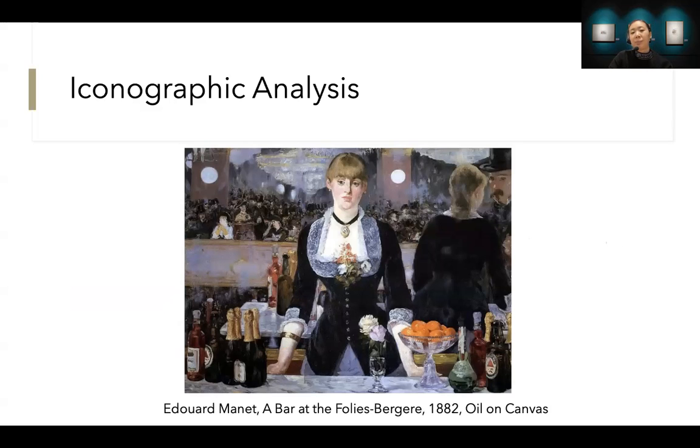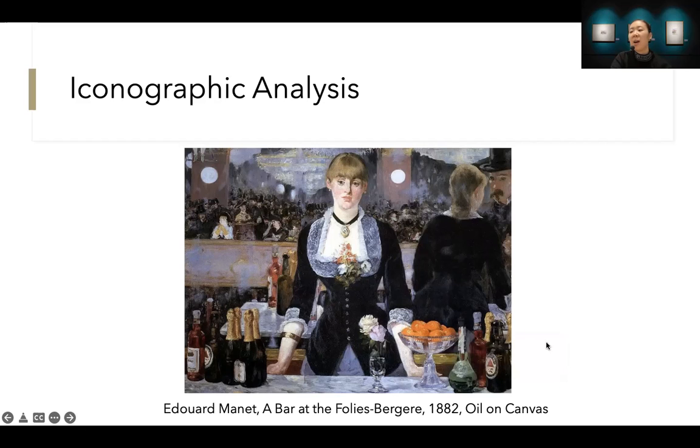So let me show you an example of iconographic analysis. This is another Impressionist artist's painting, by Edouard Manet, in 1882. This painting is rich in detail, which provides clues to social class and background. The woman at the bar is a real person known as Suzon, who worked at a bar in the early 1880s. For his painting, Manet posed her in his studio, including a dish of oranges in the foreground.